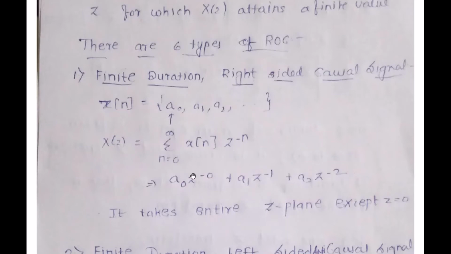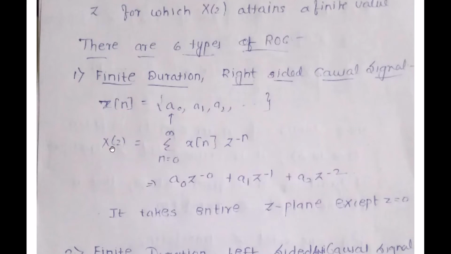Now n is 0, 1, 2, 3, and so on. So you have a0 z raised to minus 0, a1 z raised to minus 1, a2 z raised to minus 2, and so on. Hence my X(z) takes the entire z plane except z equal to 0, because if I put z equal to 0 over here, this X(z) will become undefined, because z will go in the denominator, and something upon 0 will always be undefined. Hence there are 6 types of ROCs.